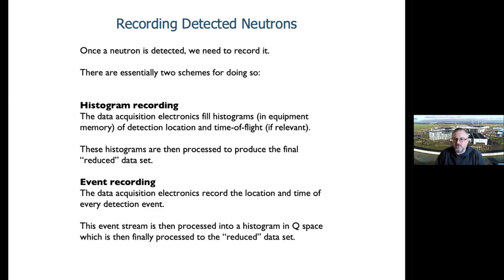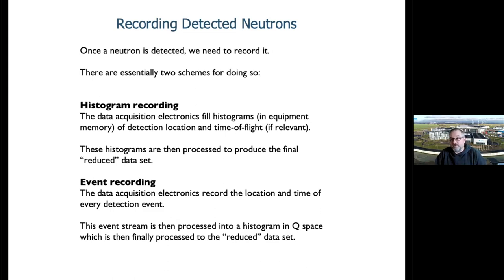More recently, with enhancements in both networking and speed of electronics and data storage, we've moved to what we call event recording. Here, essentially, every neutron detection event is stored individually. Then this collection of neutron events can be processed into histograms in Q-space to be turned into our final data set. This has the advantage that you can choose after the experiment how you want to cut up your data. So if you need higher Q resolution, you can choose to do that with worse statistics in each Q bin.